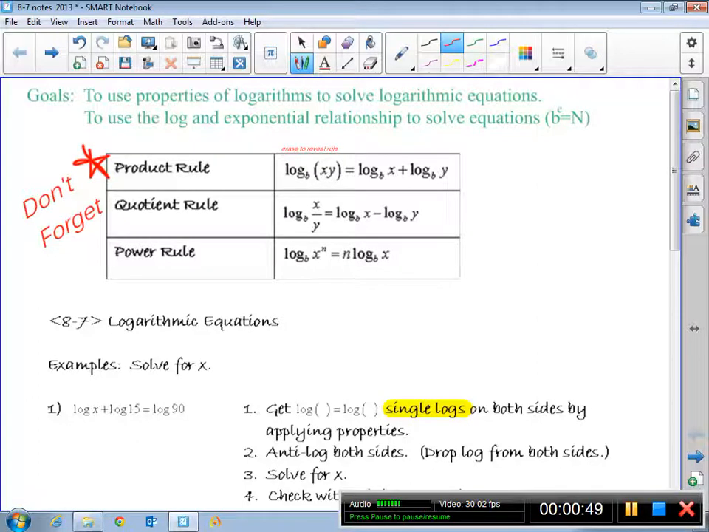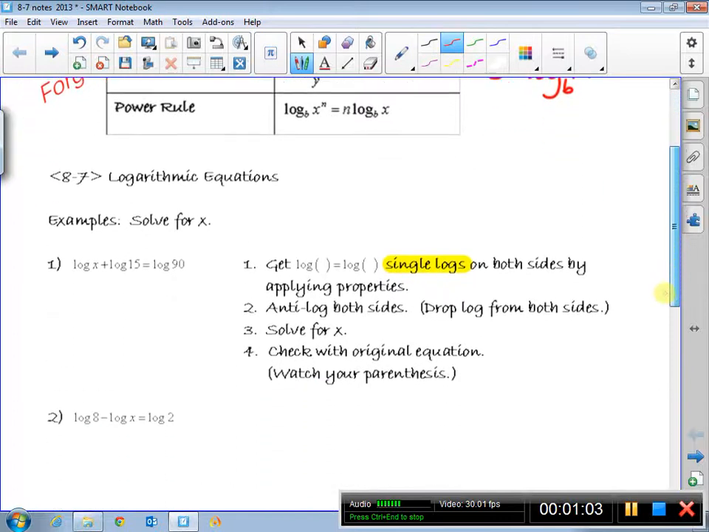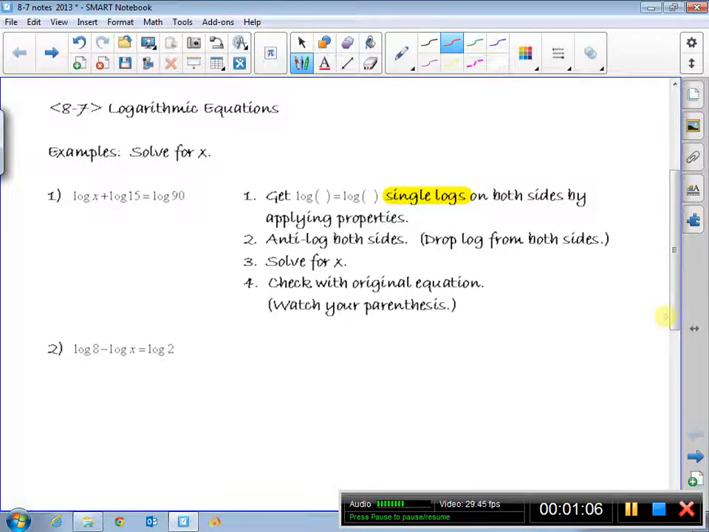Also very important to remember that we can take any exponential equation like b to the e equals n and change it to the exponent equals the log, base b, of n. So keeping those items in mind, let's take a look at what we have to do.